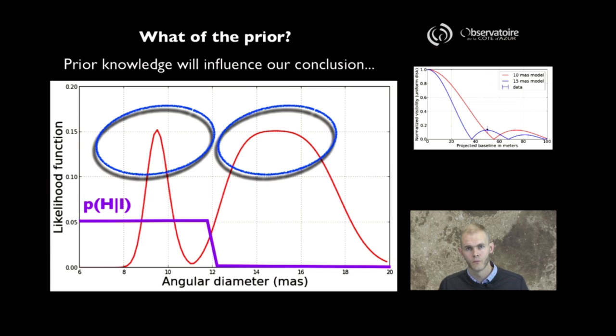there's an upper limit on the angular diameter, which in this case happens to be somewhere around 12 milliarcseconds. When you have access to this, the probability you should use for the posterior distribution happens to be the product of the two, which is going to essentially erase the second solution.